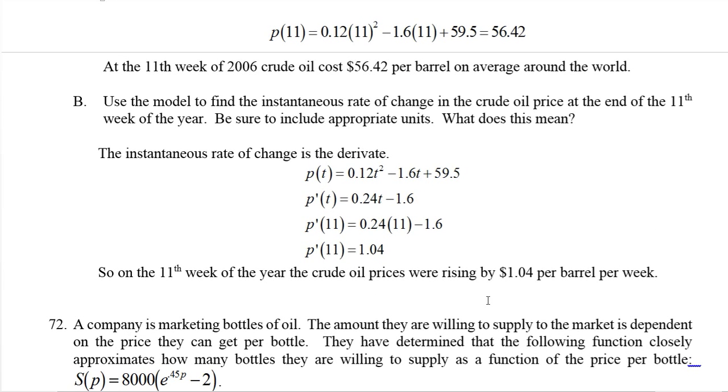Okay, let's try another one. A company is marketing bottles of oil. The amount that they are willing to supply to the market is dependent on the price they can get per bottle. They have determined that the following function closely approximates how many bottles they are willing to supply as a function of the price per bottle. S of P is 8,000 times e to the 0.45p minus 2.